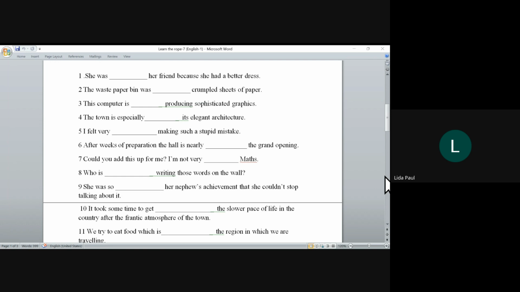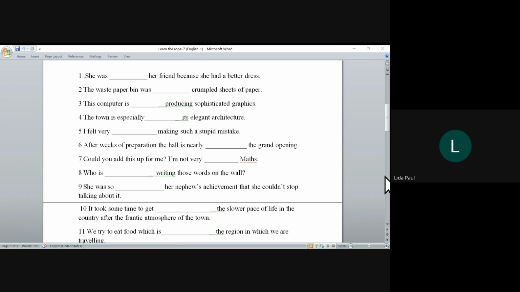Fifth one: I felt very dash making such a stupid mistake. The first part of it is right, but not the preposition. What is the grammatical collocation? Yes, of, right? So it has to be ashamed of. I felt very ashamed of making such a stupid mistake. Not ashamed for, it's always ashamed of, jealous of, proud of, right?